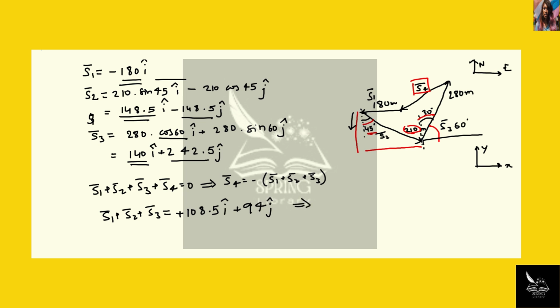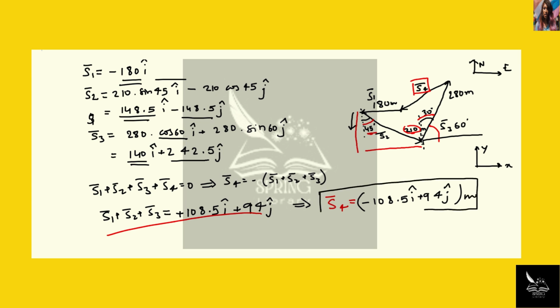Hence, our S4 would be minus of this, which is minus 108.5 i cap plus 94 j cap. The units are in meters, of course.